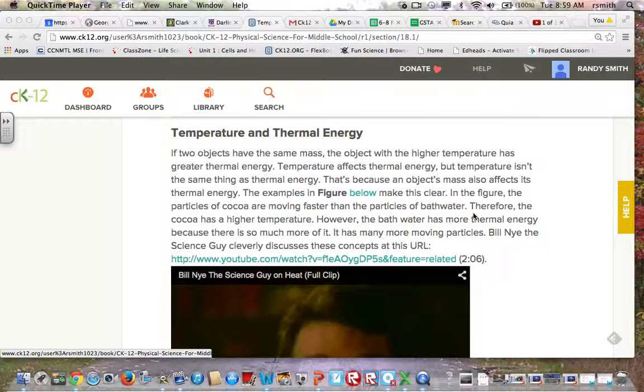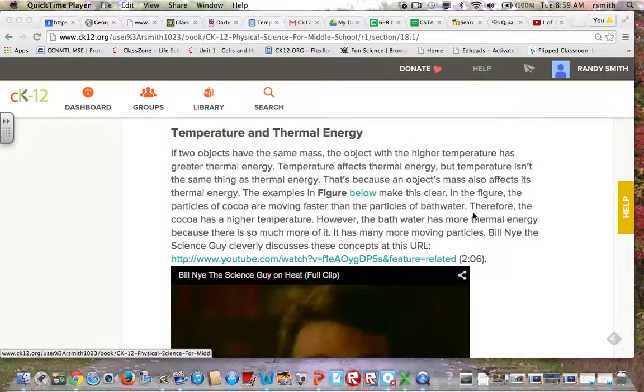Temperature and thermal energy. If two objects have the same mass, the object with a higher temperature has greater thermal energy. More mass, higher temperature, greater thermal energy. Temperature affects thermal energy, but temperature isn't the same thing as thermal energy. That's because an object's mass also affects its thermal energy. The examples in the figure below make this clear.